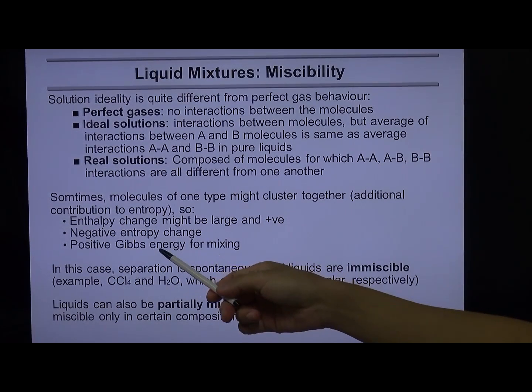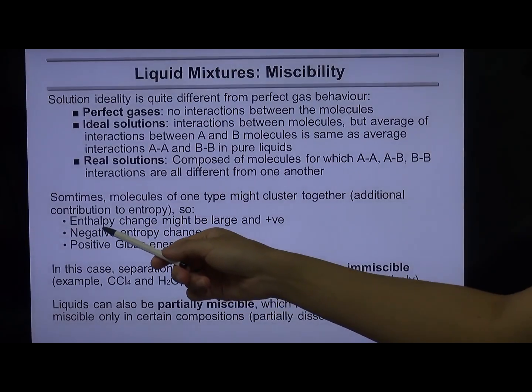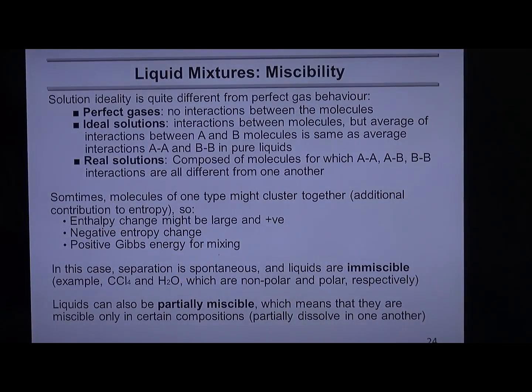And positive Gibbs energy could be due to either positive enthalpy change or negative entropy change. So there are miscible ones, immiscible ones, and also there are partially miscible liquids. Partially miscible liquids mix sometimes, but in other conditions they do not mix. So there are three different kinds of miscibility when you deal with a mixture of liquids.